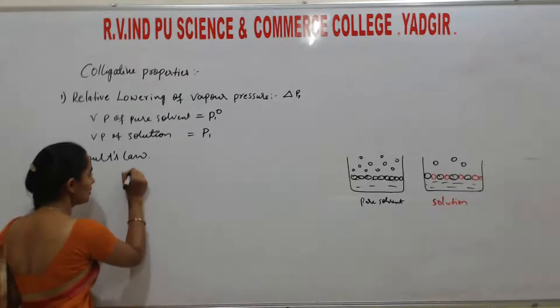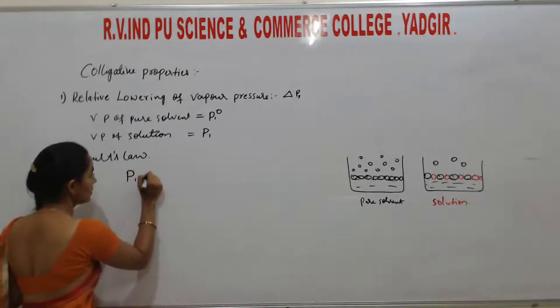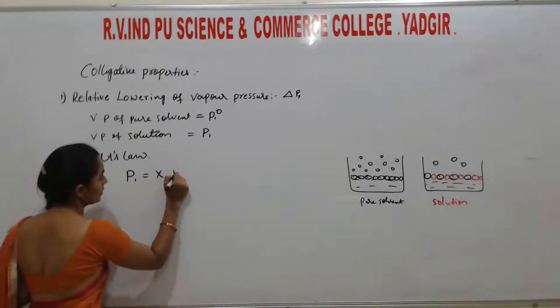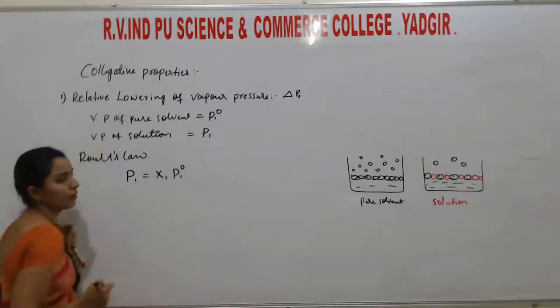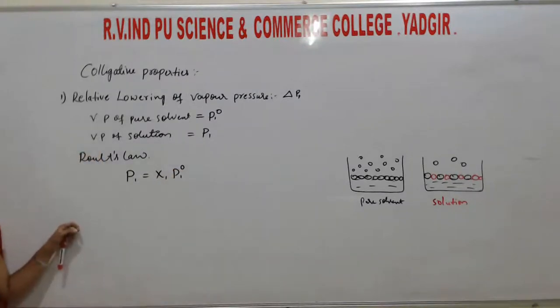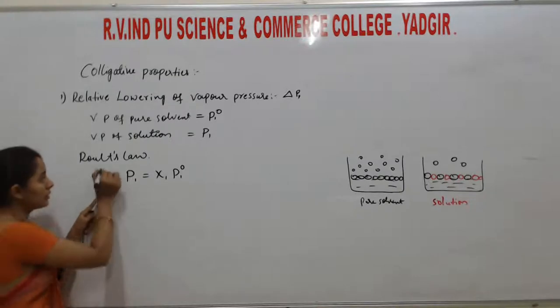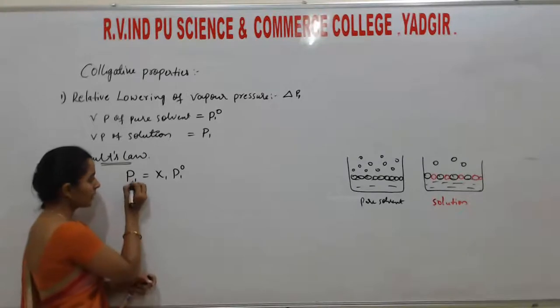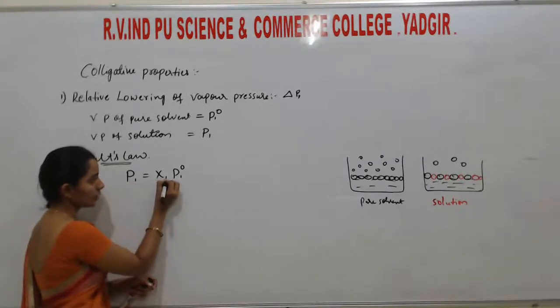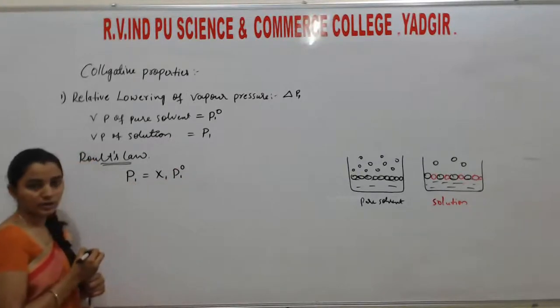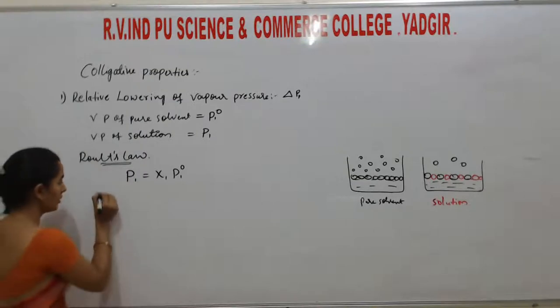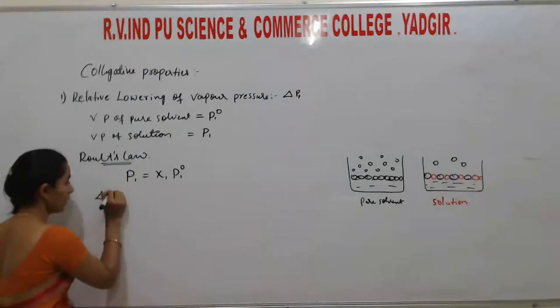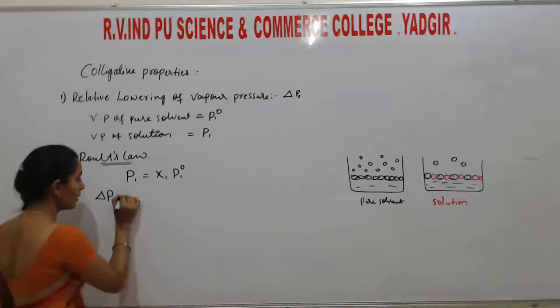So that says what? P1 is equal to x1 into P1 naught. Correct? This is the Raoult's law for component 1 you are seeing. So listen, students, here P1 is there, x1 is there, P1 naught is there. So we have to check what? Delta P. What is delta P?